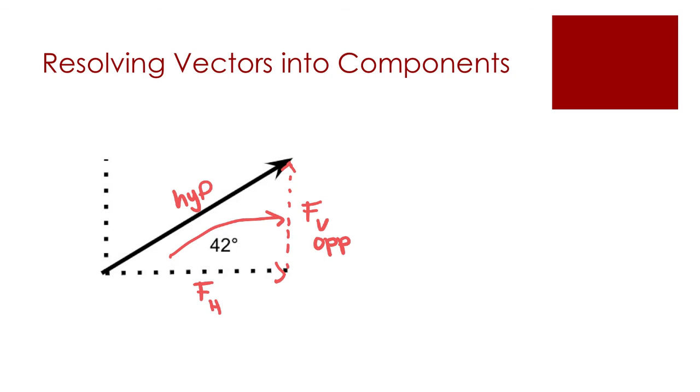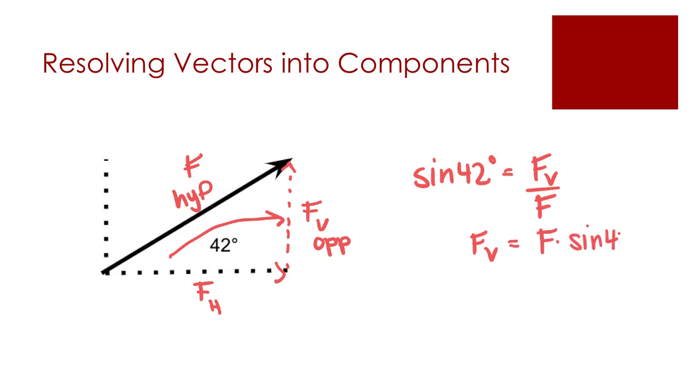Trigonometry: opposite, hypotenuse. Right, that's sine. So sine 42 must be my opposite, which is the vertical force, over the hypotenuse, which is the total force. And if I rearrange that, my vertical force will be my force times sine 42.